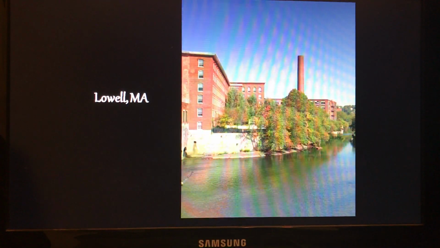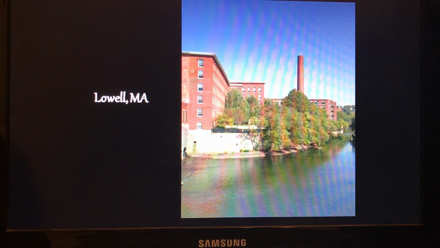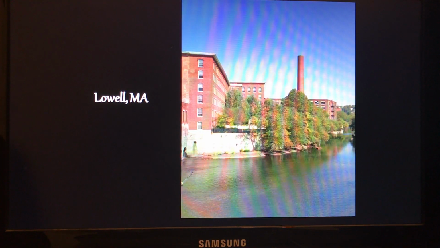In fact, Lowell, Massachusetts was named after Mr. Lowell, and it's still around today. It's still a factory town all these decades and centuries later. Notice it's located on a river. Water power. Cheap place to dump your waste. That hasn't changed.